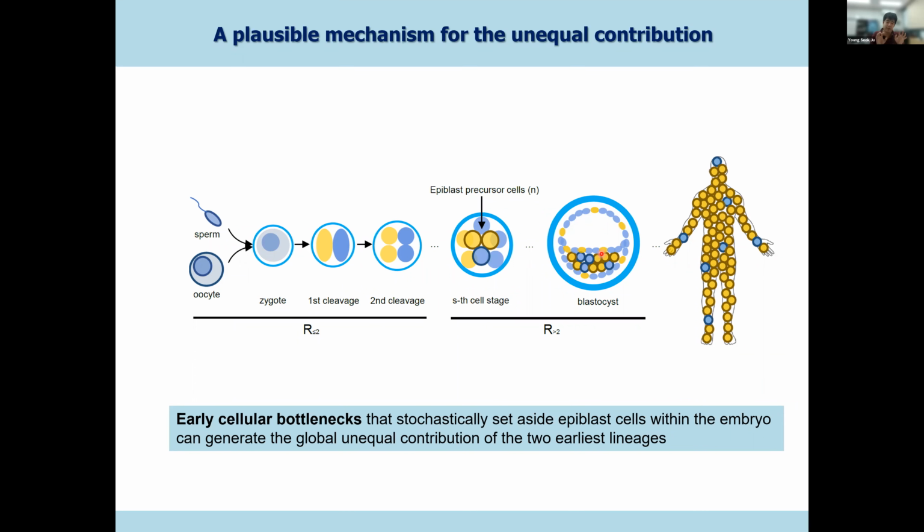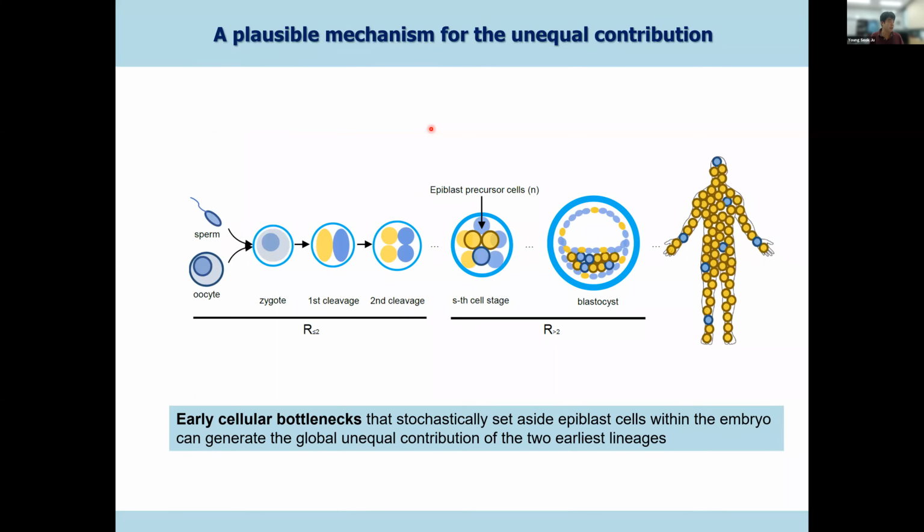If the lineage contributions are different in the inner cell mass, then that kind of asymmetry will be formed in all the tissues of the individual. So we believe that the asymmetry in the tissues is a reflection of the early cellular bottleneck in embryogenesis. Next one is the clonal compositions in many different tissues.